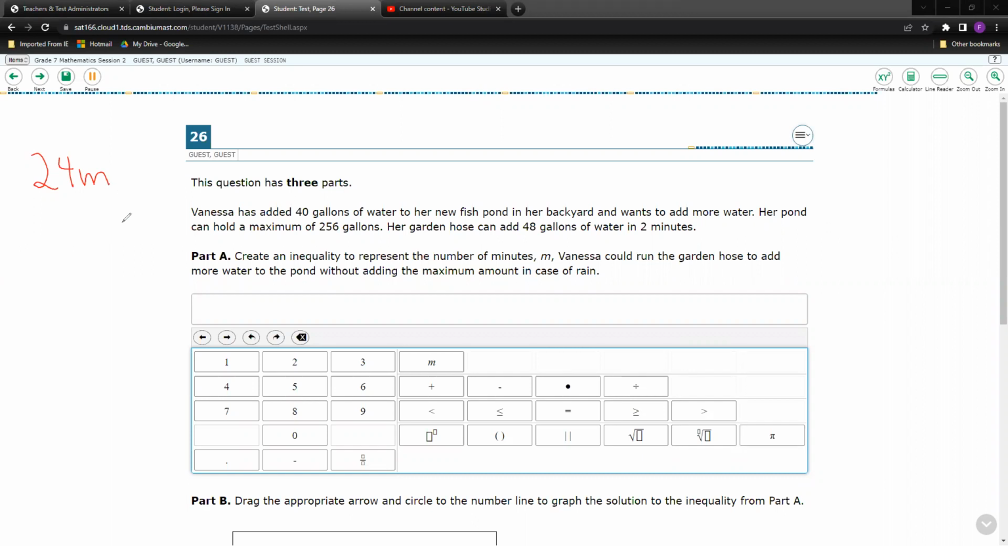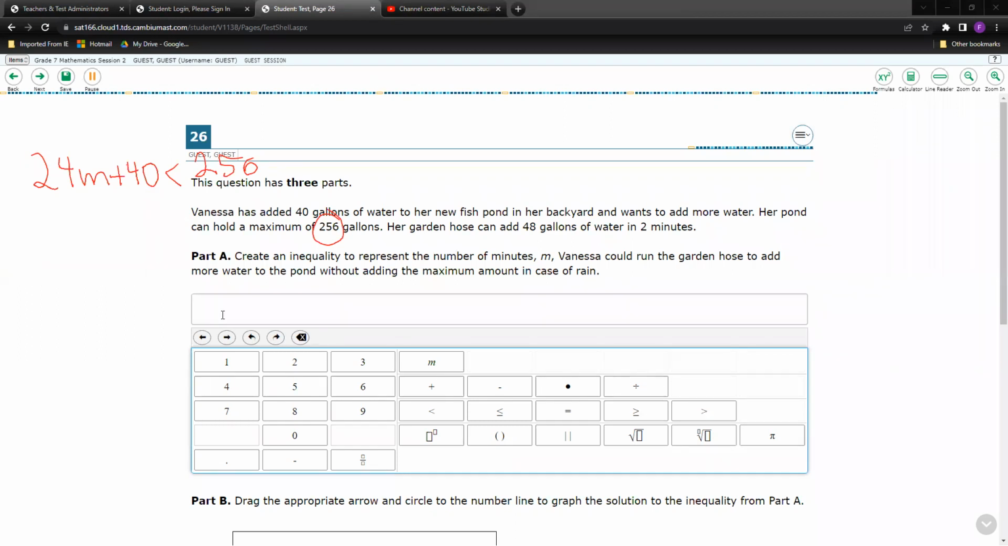So if we have 24M and then we add the 40 that we already had to begin with, it didn't disappear, it's still there. It says that we cannot go to the maximum. So the maximum is 256. So this has to be less, cannot even be less than or equal to, because it cannot be 256. Less than 256. Okay, part 1 is creating an inequality. I think we got that covered.